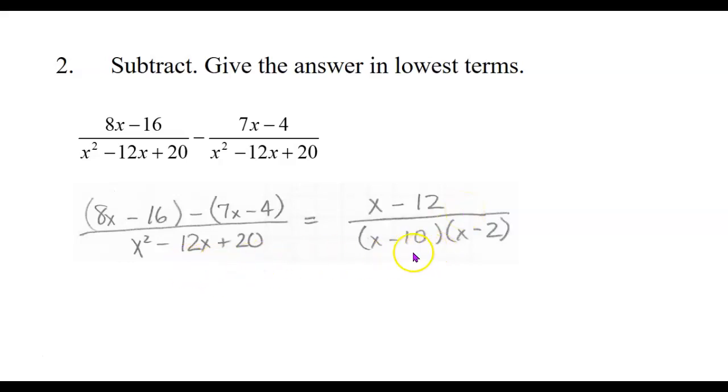And I factored the denominator so that I could see if there would be any common factors that we could divide out. Here it turns out there aren't. So this is already in lowest terms. But if we had gotten, for example, an x minus 10 on top, then we could have canceled that with the x minus 10 on the bottom, and the final answer would have just been 1 over x minus 2.